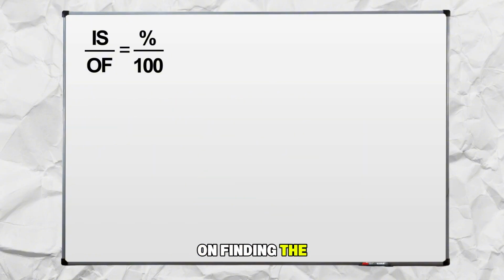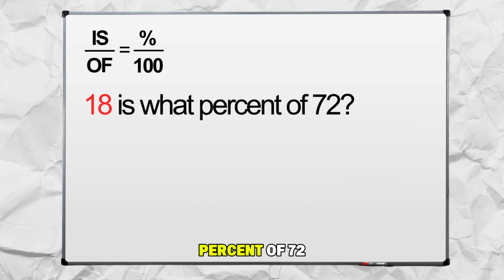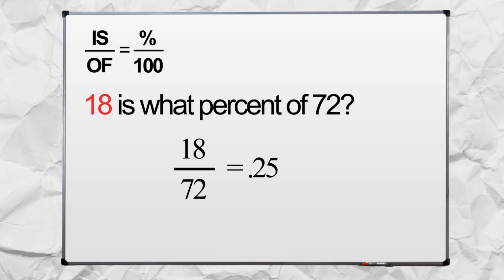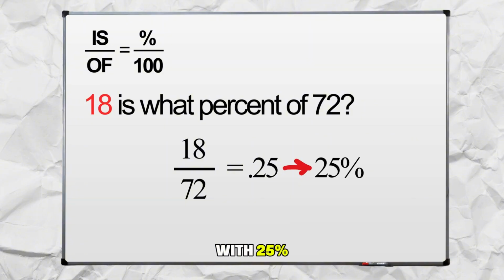Now let's work on finding the percent. We might be asked, 18 is what percent of 72? The first thing to do is take our 18, and we're going to divide that by our 72. We're going to get 0.25. Same way we did it, we're just going to work it backwards. Instead of moving the decimal 2 to the left, we're going to move it 2 to the right, and we'll finish out with 25%. So we see that 18 is 25% of 72.